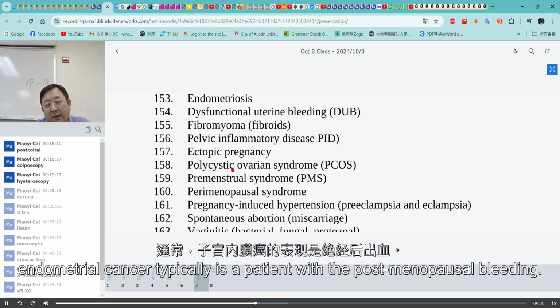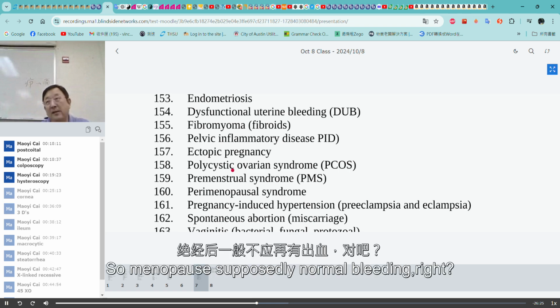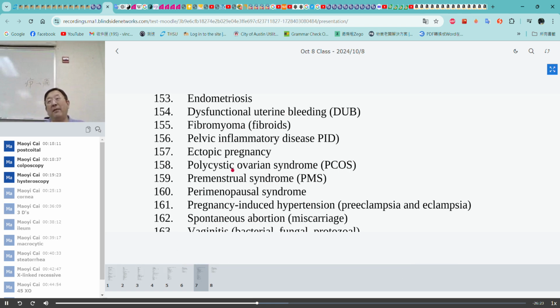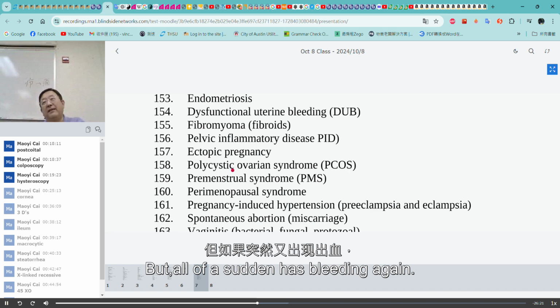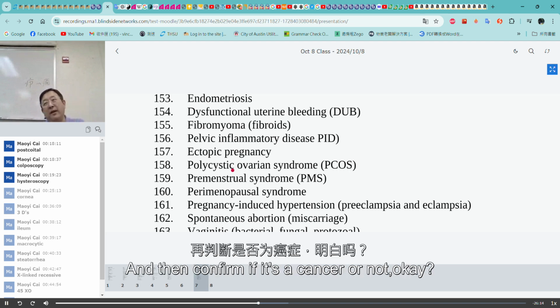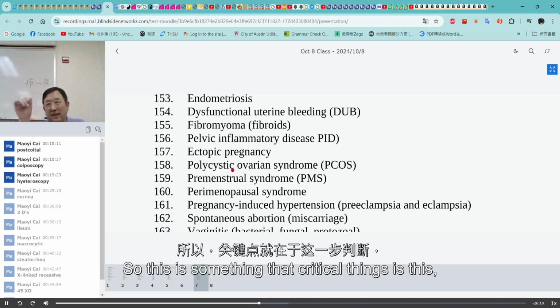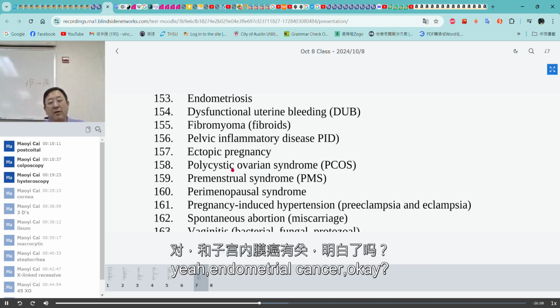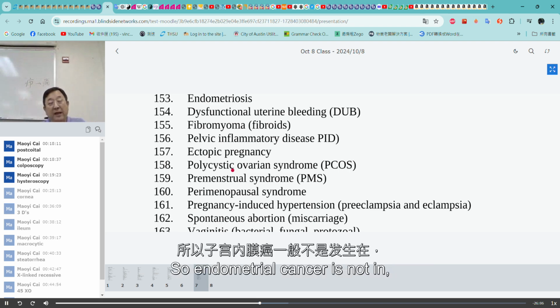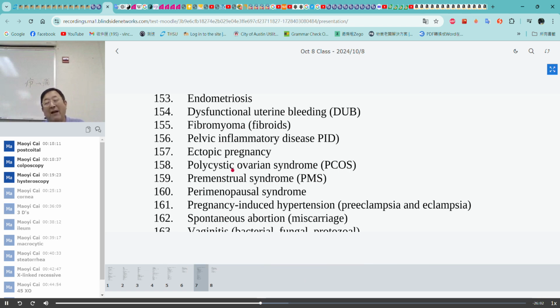So endometrial cancer is typically a patient with post-menopausal bleeding. After menopause there is supposedly no more bleeding, right? But all of a sudden there is bleeding again. Then you need to do hysteroscopy, do biopsy, and confirm if it's a cancer or not. Okay? This is something critical. Endometrial cancer is usually not in young people, but in old people, after menopause.